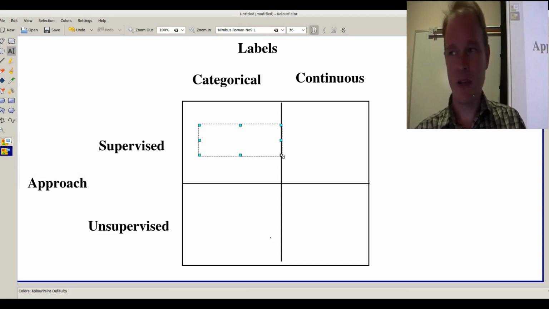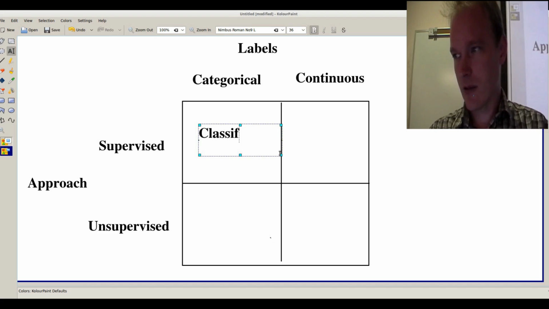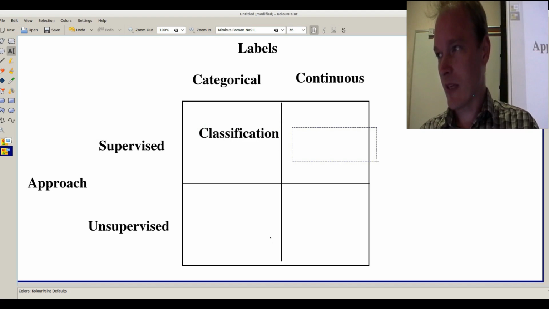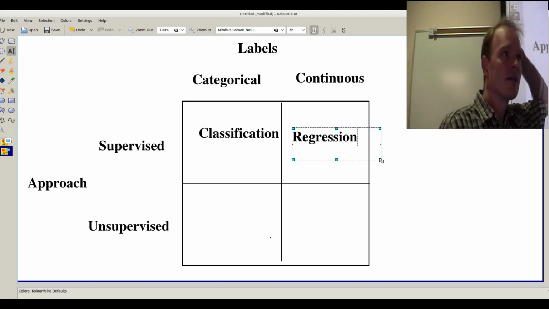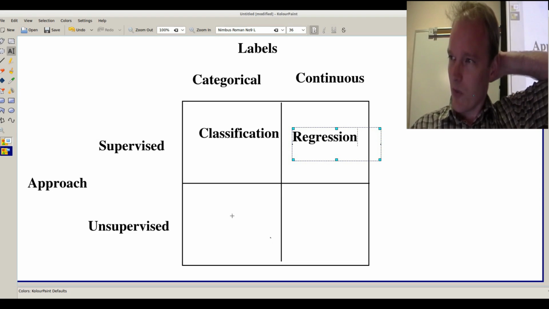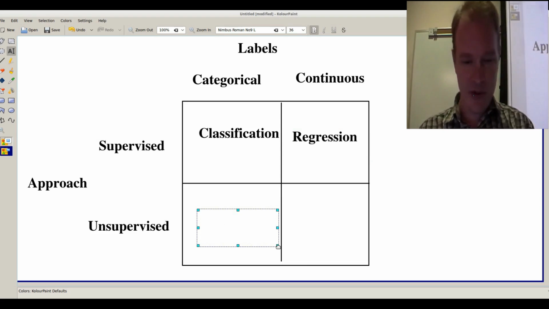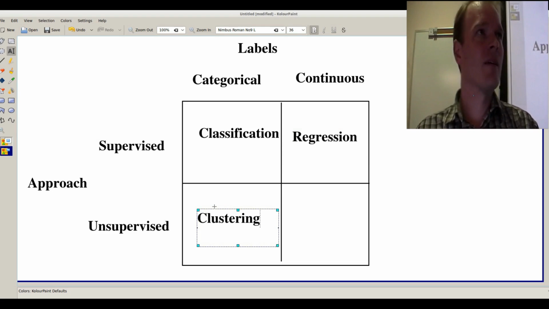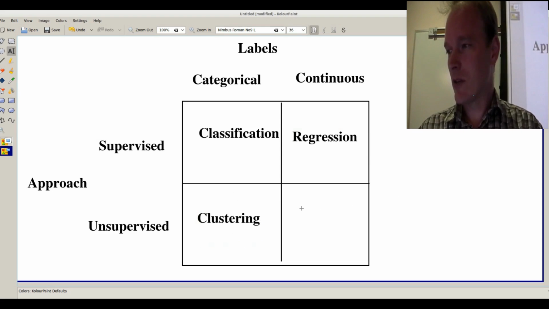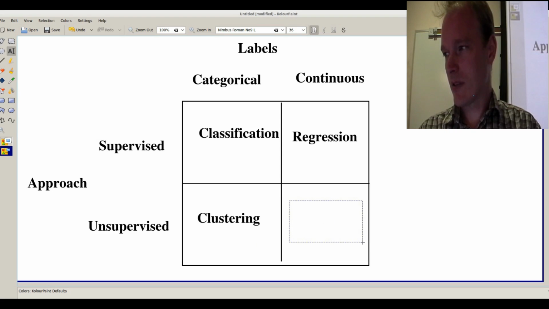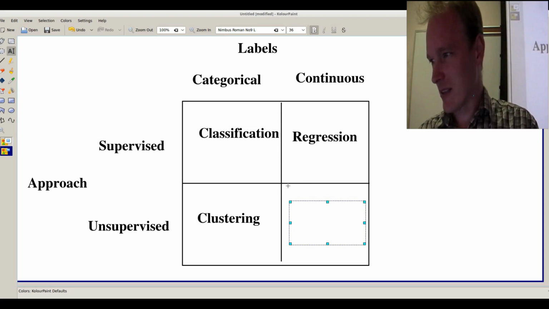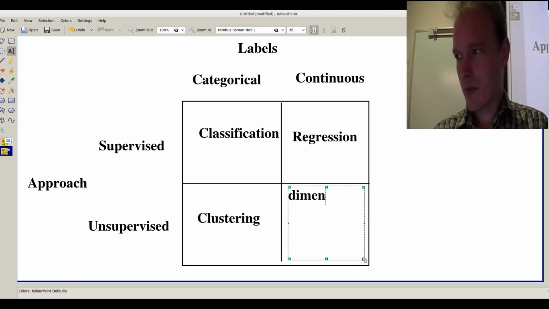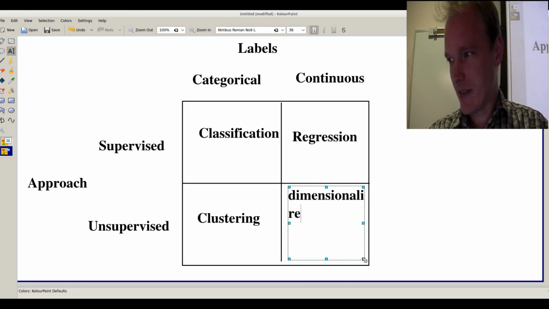If you're doing supervised learning with categorical labels, this is called classification. If you're doing supervised learning with continuous labels, that's called regression. You knew that, right? Okay. If you're doing unsupervised learning with categorical labels, this is usually called clustering. And if you're doing unsupervised learning with continuous variables, it's usually called dimensionality reduction or manifold learning.